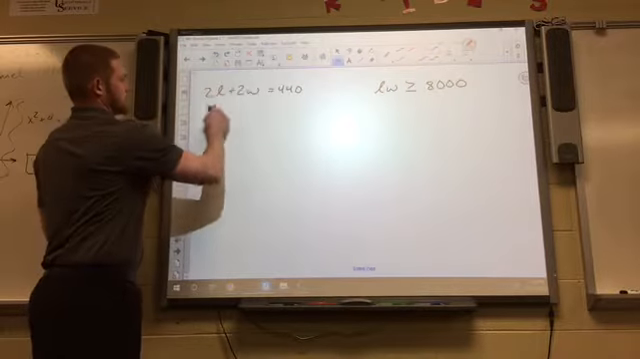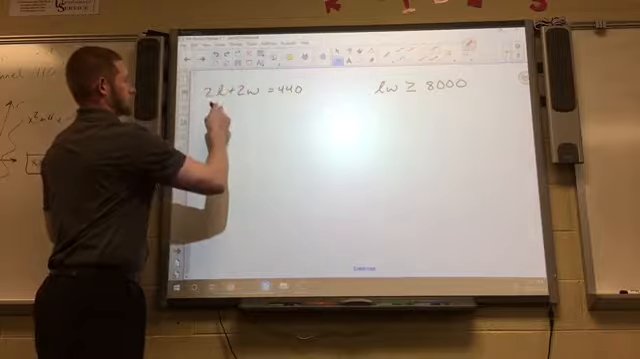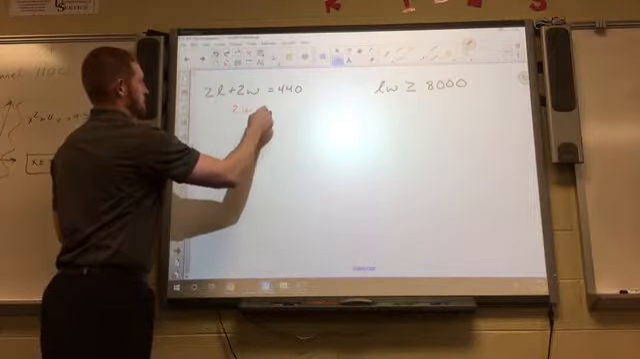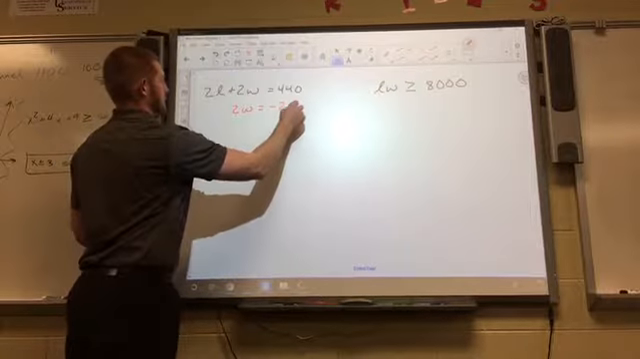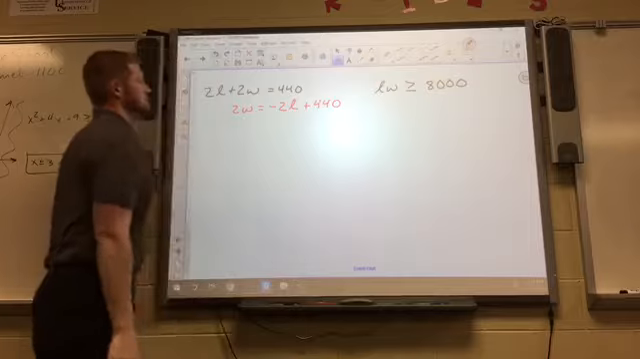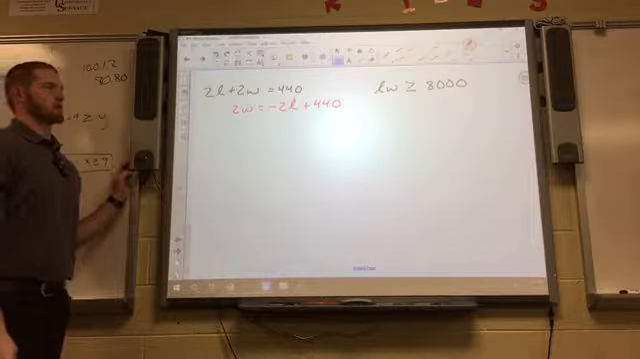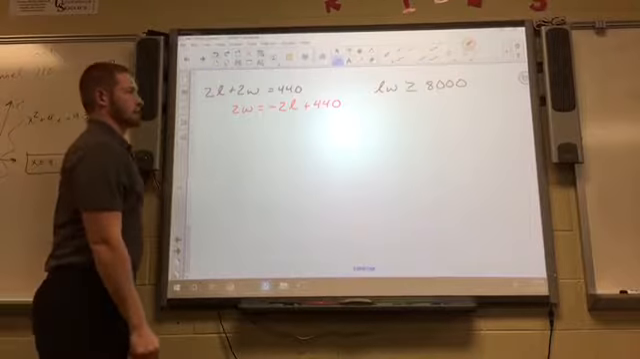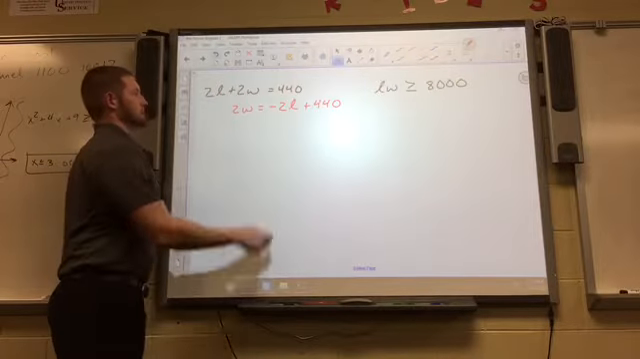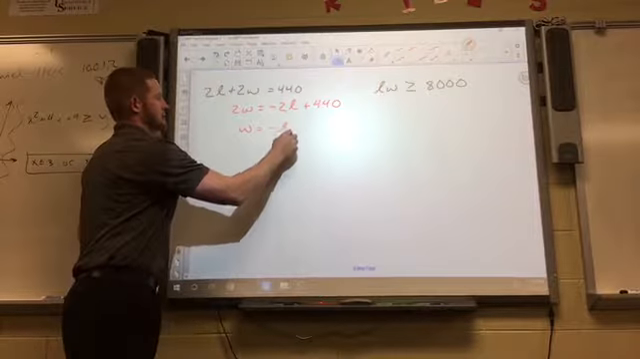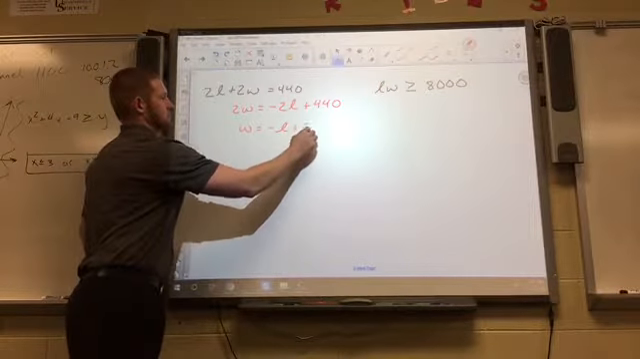So to solve for W here, I need to do what first? Get it by itself. Subtract 2L. So I have 2W equals negative 2L plus 440. Does the 2L have to be in front of 440, or does it not matter? For standard form, let's keep it in front. Okay. And then divide by 2. So I have W equals negative L plus 220.